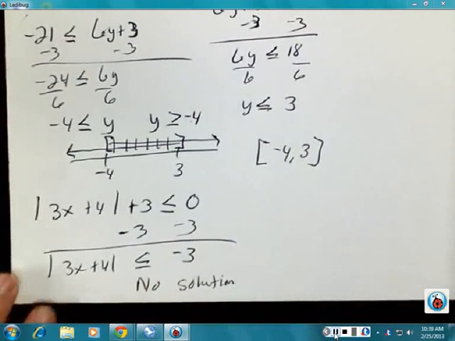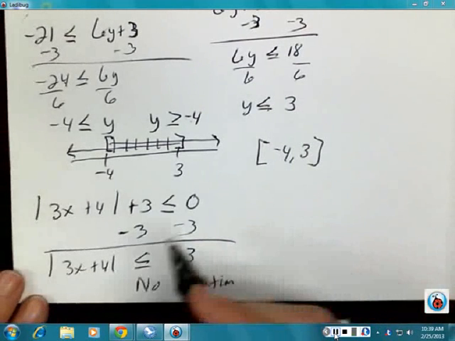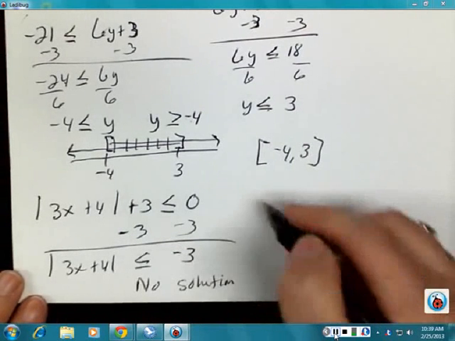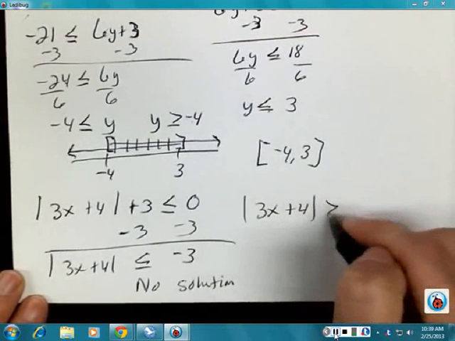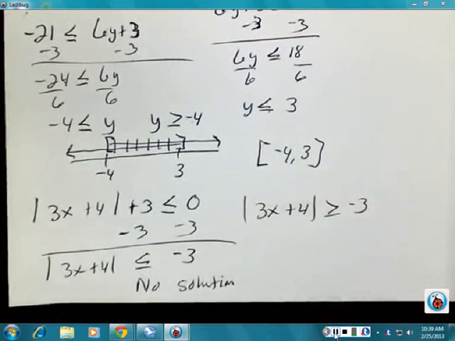But if the sign was facing the other way, if it was going the opposite way, if it would have been 3x plus 4 with it going this way, then it would have been infinite.